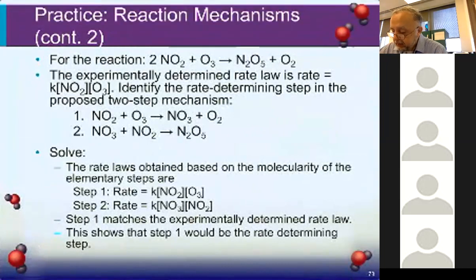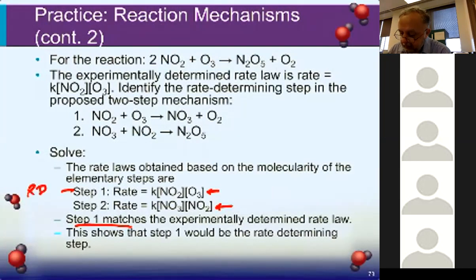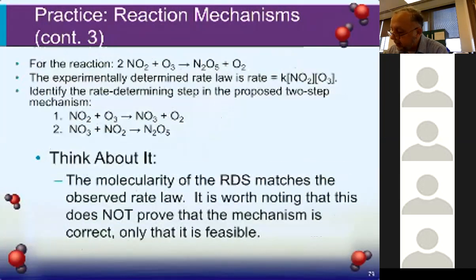So now solve step 1, step 2. Oh, this is the solution. Yeah, so they did have this one and this one. These are the two equations that we wrote in my notes. And step 1 matches the experimentally determined rate law, and therefore this is the RDS, rate determining step.